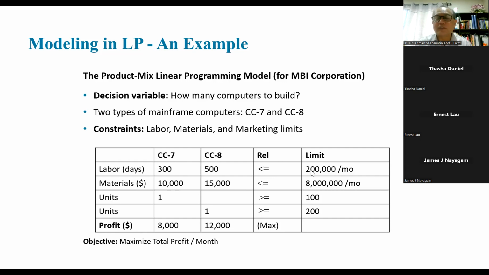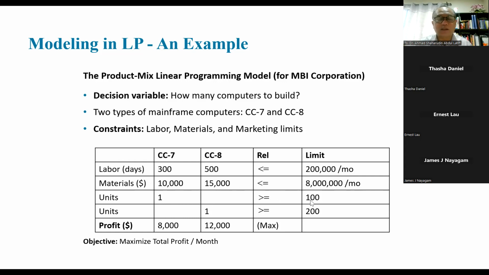Less than or equal to, so the maximum is 200,000. Materials, in dollars: the materials for CC7 is 10,000, materials for CC8 is 15,000. But your capacity, your resources, are only to spend 8 million per month, the maximum. So in terms of units, you will produce 1 unit of CC7, and then 1 unit of CC8.